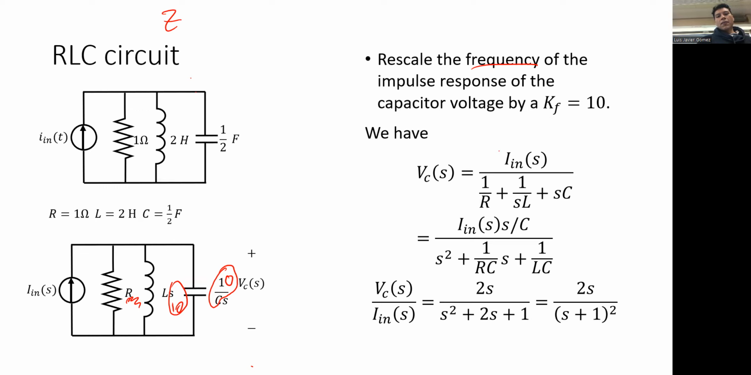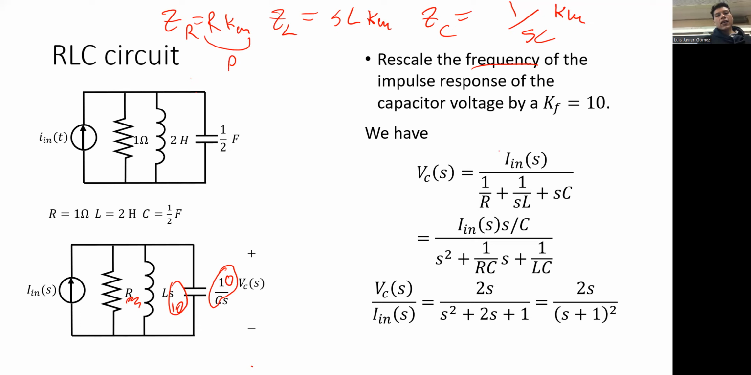I'm just trying to give you a way to memorize this. When you look at the impedances R, SL, and 1 over SC, you need to multiply all these quantities by KM. So your new resistance, R new, is KM times R. Your new inductance, L new, is KM times L. And your new capacitance, C new, is C over KM, because they're inversely proportional.